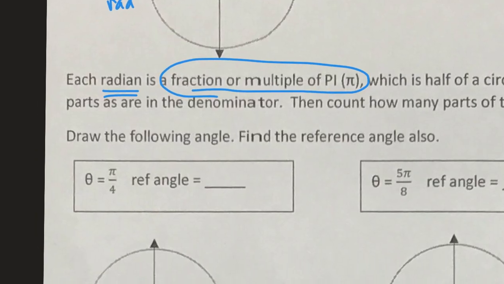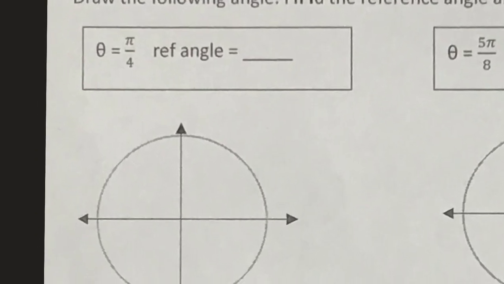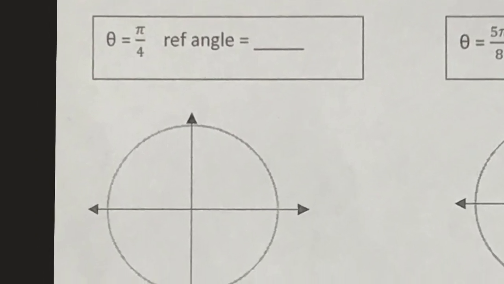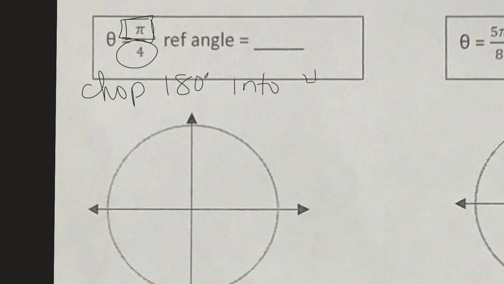So let's look at drawing some of these angles. So here we have an angle of pi over 4. Okay, pi over 4, which means we're going to chop our 180 degrees, which is pi. Pi and 180 are the same. Chop 180 into 4 parts. So if we chop 180 into 4 parts, how many degrees are each of those parts going to be? 45 degrees, because 180 divided by 4 is 45.